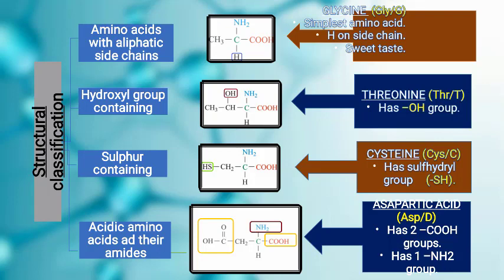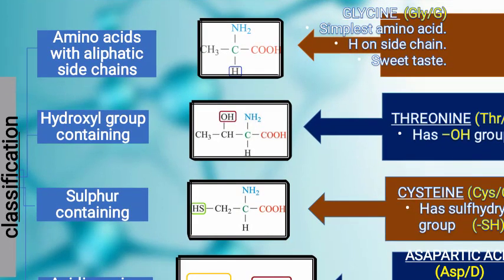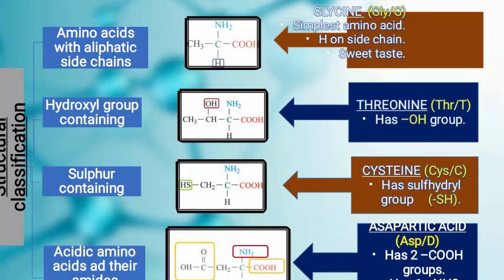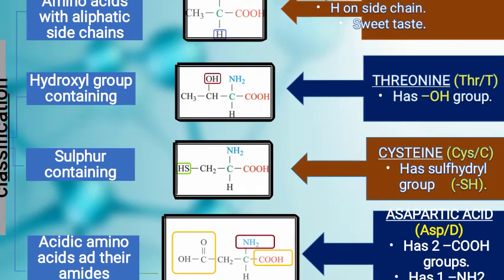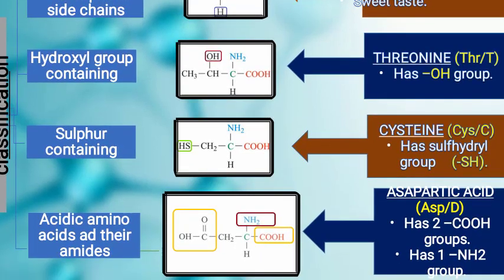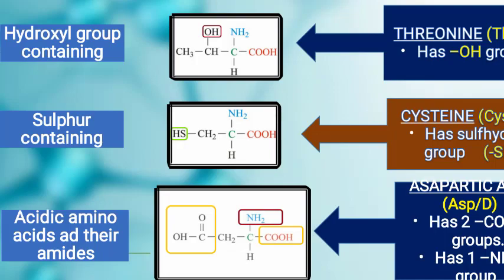Now the first example here is glycine. Glycine is the simplest amino acid having sweet taste, and it has hydrogen in the side chain. The second class, hydroxyl group. The example is threonine with the hydroxyl group seen at the top. The sulfur containing group, the example is cysteine with sulfhydryl group present on the left side. The acidic amino acid, example is aspartic acid, and we can see the two carboxylic group present on the opposite ends and a single amino group present at the top.